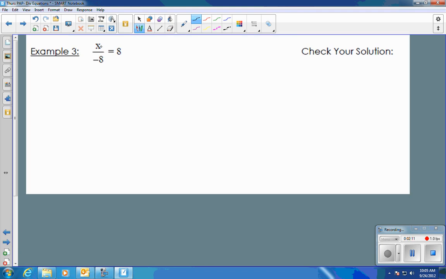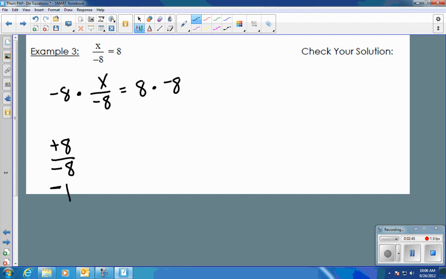This time we have x divided by negative 8. So to undo divide by negative 8, I multiply by negative 8. Now, one of the big things that people commonly do on these types of problems is they try to do it with addition and subtraction and change the signs. I want you to think about it. If you have negative 8 over negative 8, two negatives make a positive. If you have negative 8 and positive 8, you get a negative answer.